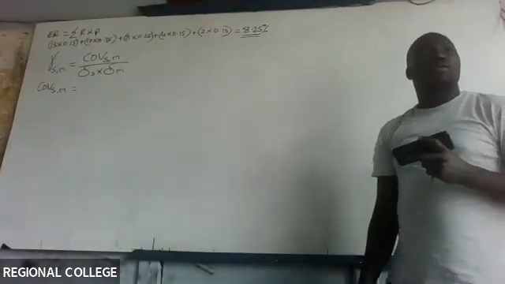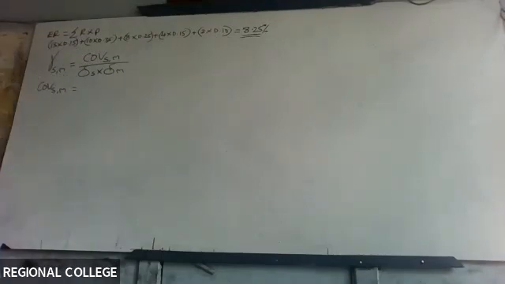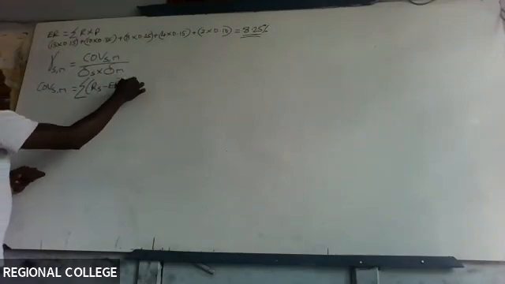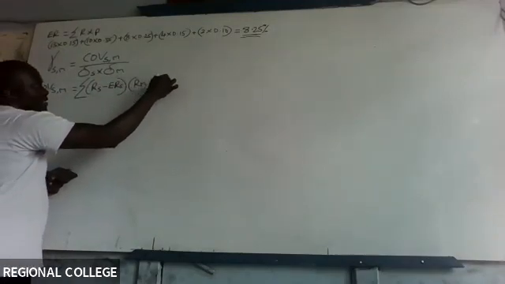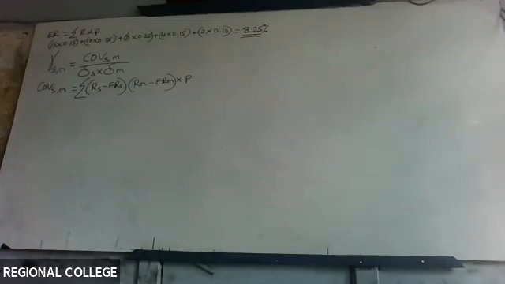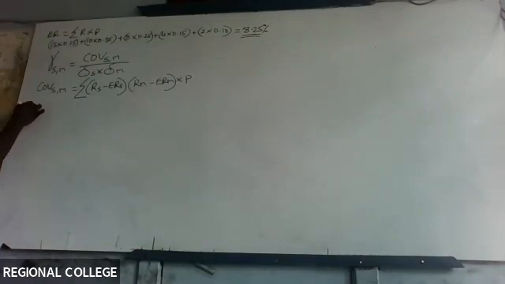Covariance of SM equals to? Summation of returns of S minus expected returns of S, times returns of the market minus expected returns of the market, times what? For this reason, I also need to get the expected return of the market. So therefore, expected return of the market.